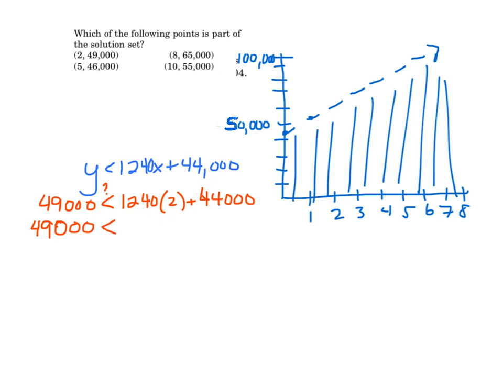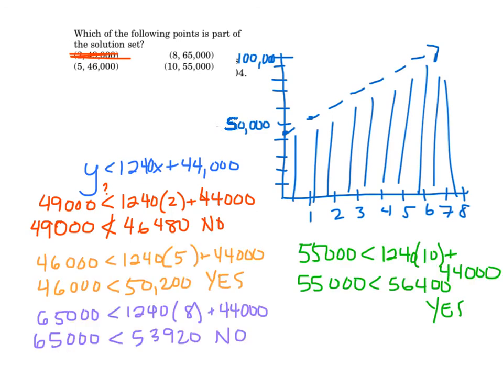49,000, is that less than 46,480? No, it is not. This ordered pair does not work. And that's how you're going to go through all of them. So I'm going to pause it and write that out. You try it yourself, but I'm going to go ahead and pause it and write it out to shorten our video up a bit. And there you have it.